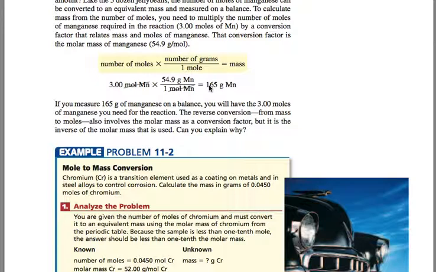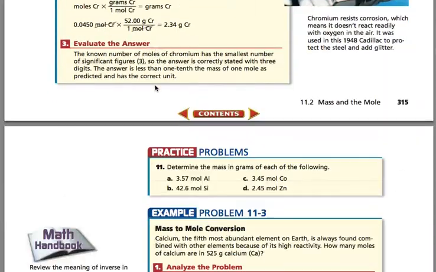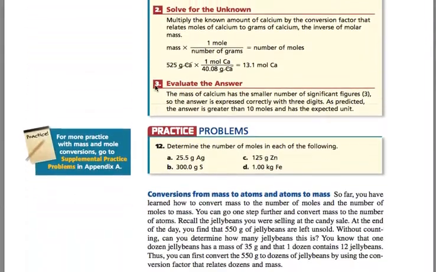So instead we would write 165 grams of manganese times 1 mole of manganese per 54.9 grams of manganese. So we would end up dividing 165 by 54.9 grams and result in 3 moles of manganese. Okay, there are some practice problems and things for you to do.